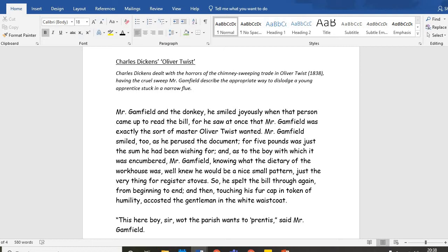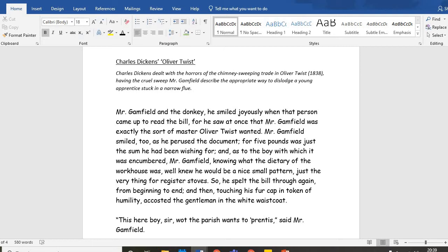Mr. Gamfield and the donkey, he smiled joyously when that person came up to read the bill, for he saw at once that Mr. Gamfield was exactly the sort of master Oliver Twist wanted. Mr. Gamfield smiled too as he perused the document. £4-5 was just the sum he had been wishing for, and as to the boy with which it was encumbered, Mr. Gamfield, knowing what the dietary of the workhouse was, well knew he would be a nice small pattern, just the very thing for register stoves.